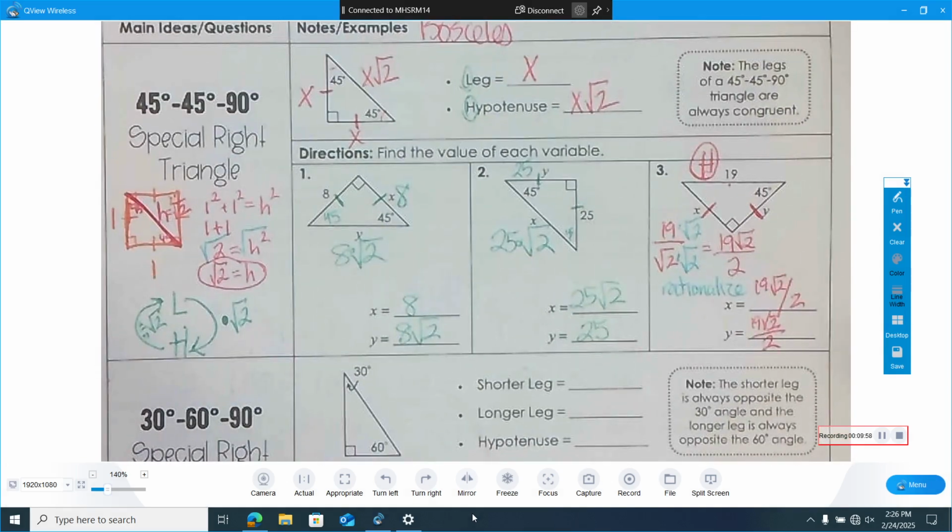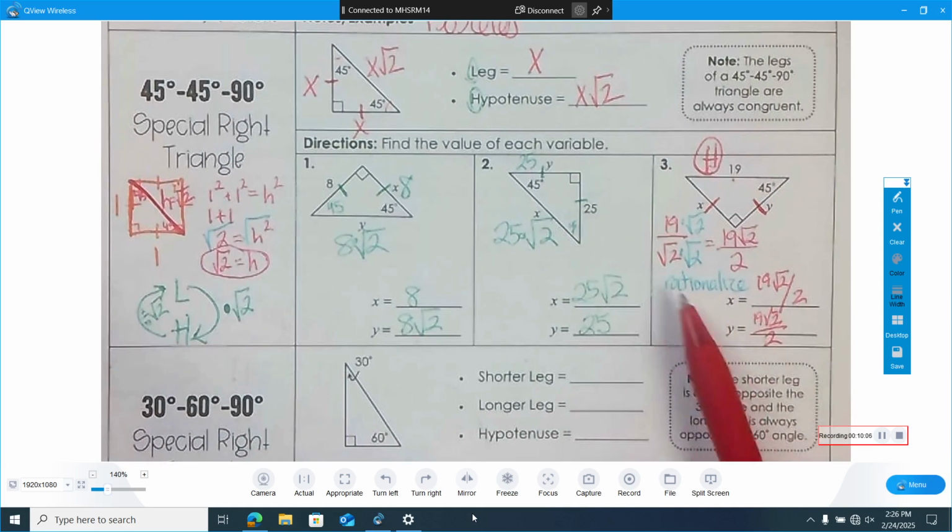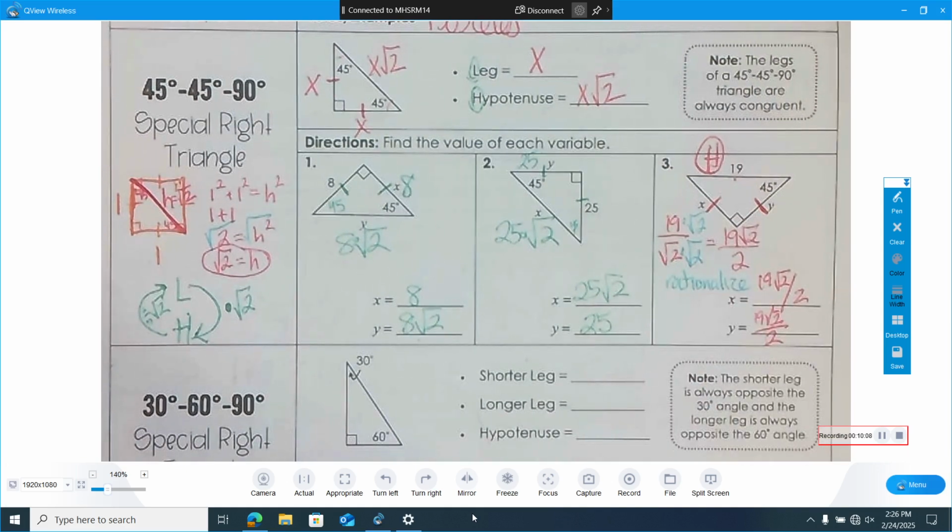Okay, so that was a divide by radical 2. Questions on those? Again, it's just a little bit weird to get used to. The hard part is with all the radicals, really. All right, let's look at the 30, 60, 90.